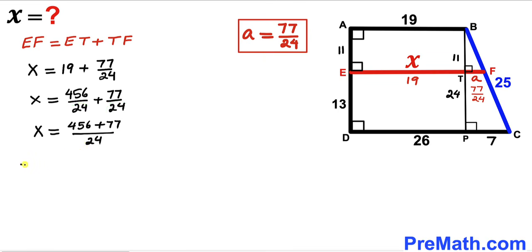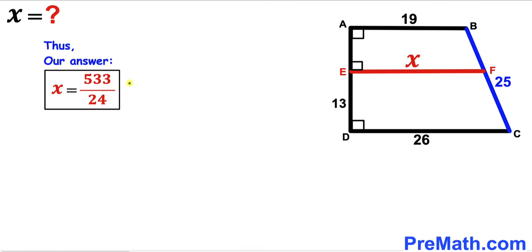So thus after all the simplifications, our X value turns out to be 533 divided by 24 units. After all the calculations and manipulations, our X value turns out to be 533 divided by 24 units, and that is going to be approximately equal to 22.21 units as well. And that's our final answer.